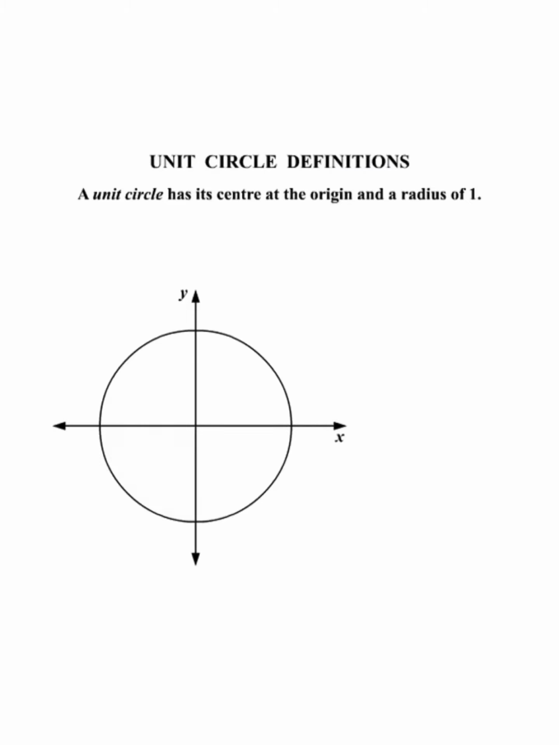So in this lesson, we'll be looking at unit circle definitions. Now, a unit circle has its centre at the origin and a radius of 1. So if we draw a diagram of this, we'll draw up a set of axes, circle there with a centre at the origin, and the radius there of 1 unit.